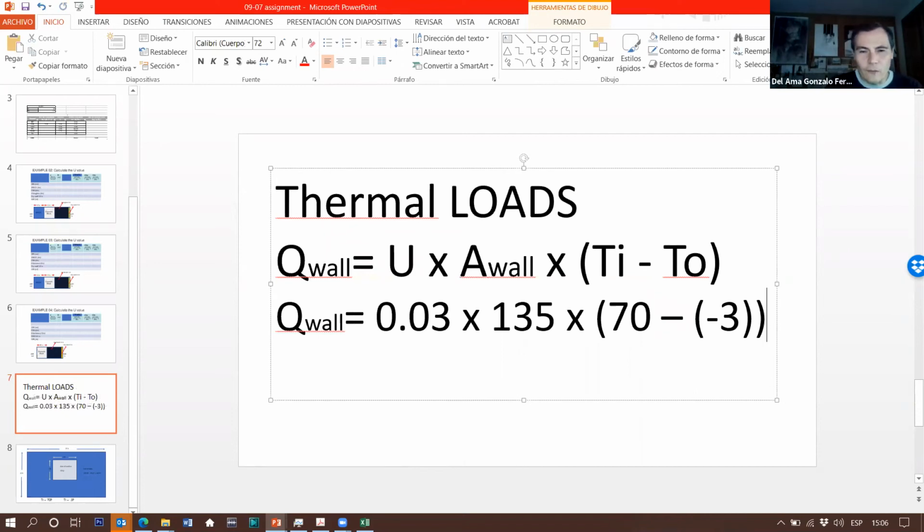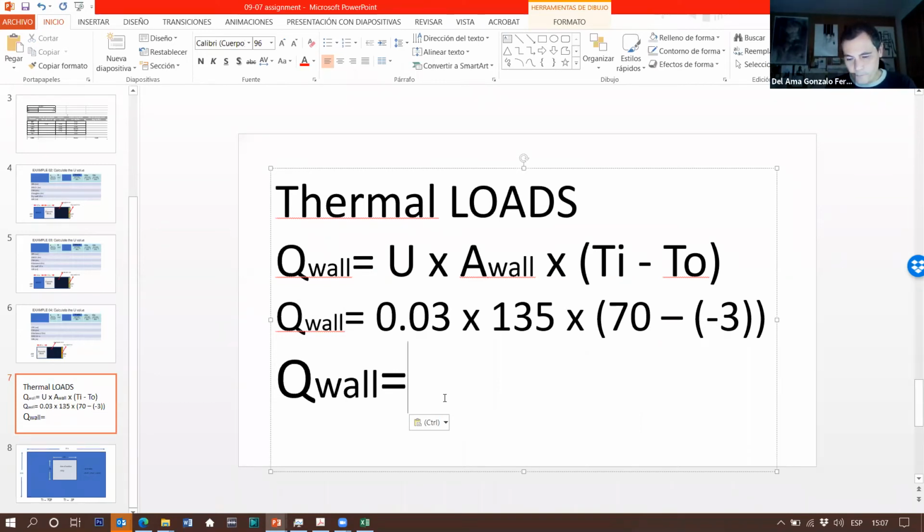Okay, so if we now calculate this, it's 0.03 times 135 times 73. So if I'm not wrong, this is 295.6. This is the thermal load through this wall. Okay, so what is the thermal load? It's the amount of heat that we are losing.